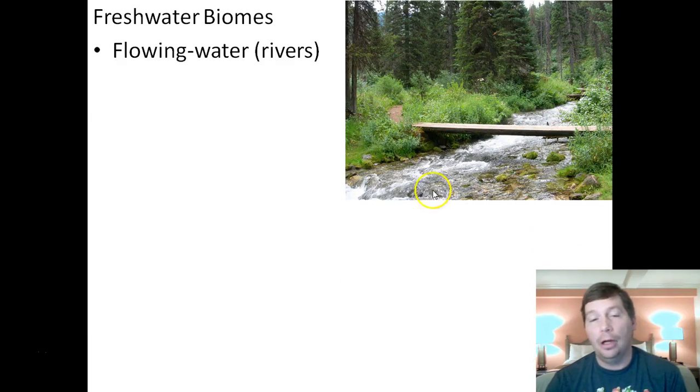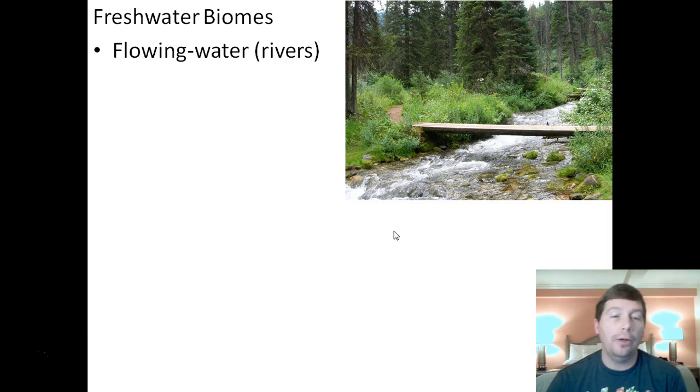So what are some examples of freshwater biomes? What are some different places that you find fresh water? Well, just think about all the places you find fresh water on the planet. An example would be a flowing water biome or a flowing water ecosystem. So here we got a picture of Cub River up Willow Flat. This would be an example of a flowing water biome because, duh, the water is moving.